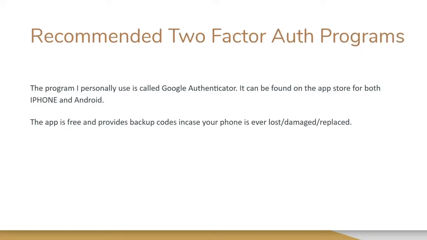An example of a two-factor program, the one that I like to use the most, is called Google Authenticator. It can be found on the App Store for both iPhone and Android. The app is free and provides backup codes in case you ever lose your phone. It's something I use for all my gaming accounts and has saved me a lot of headache.